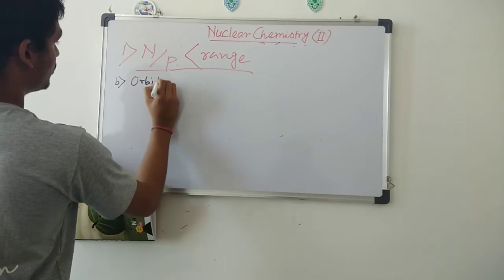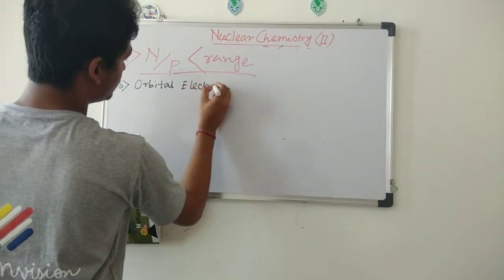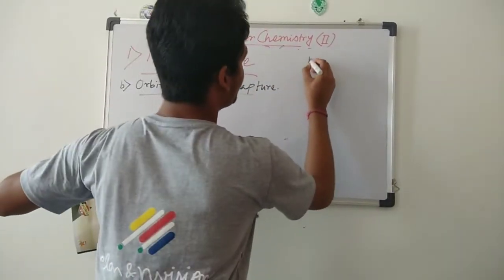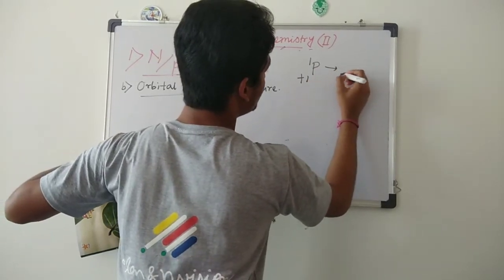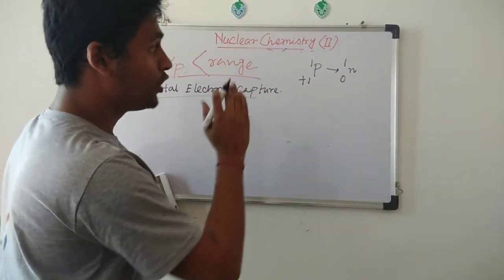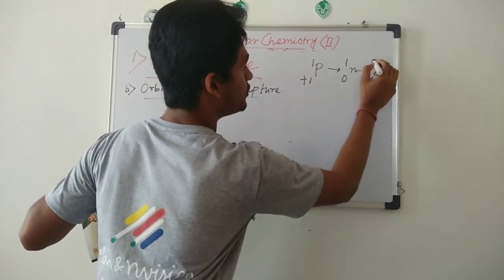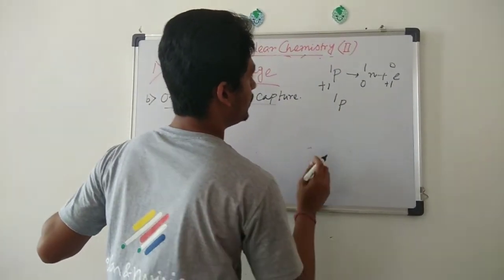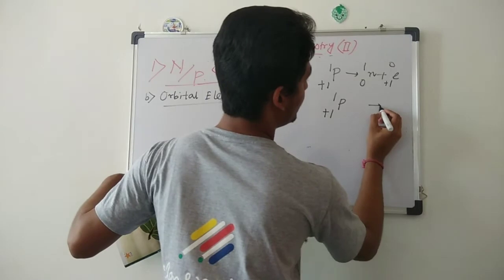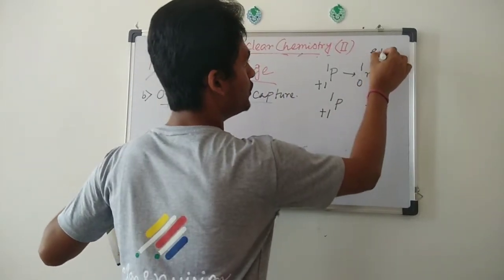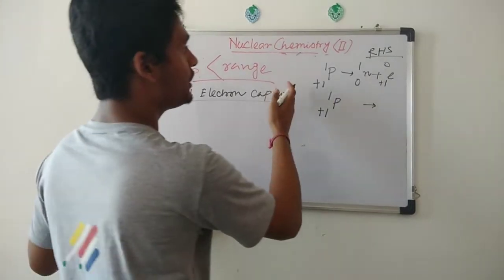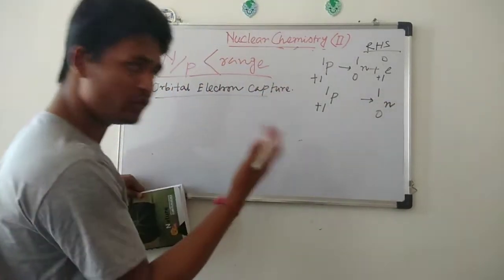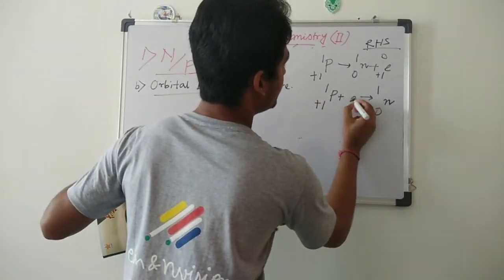orbital electron capture. Orbital electron capture. So I have written that one proton is transforming into one neutron, and it is giving a positron. Now instead of this, I have written this one again. Now I am adding this thing on the right hand side. Instead of writing it on the right hand side, if I write it on the left hand side, what should be the particle to get a neutron? I need one neutron. So we can obviously add an electron.